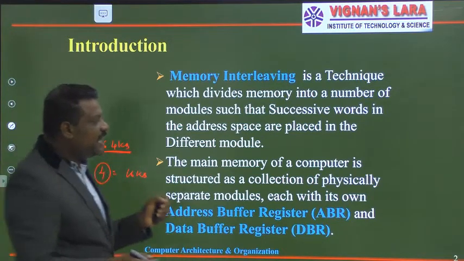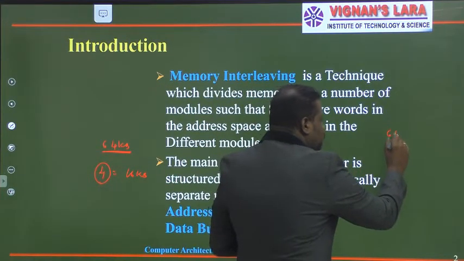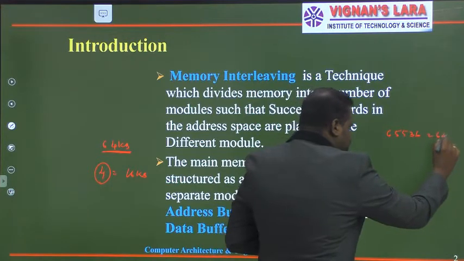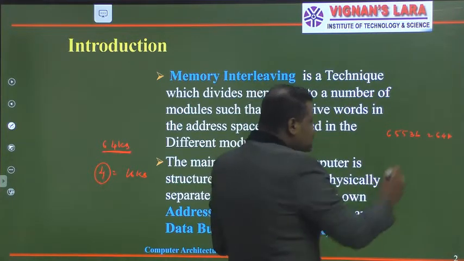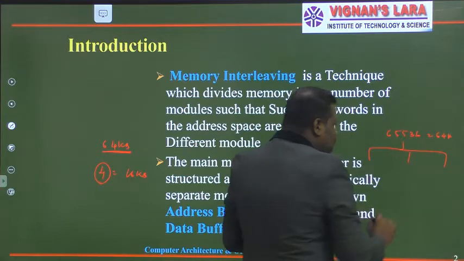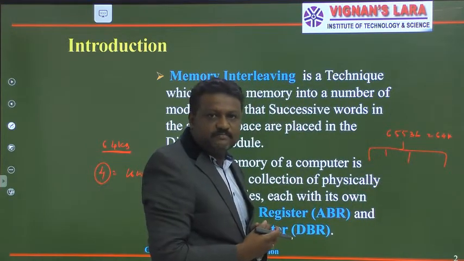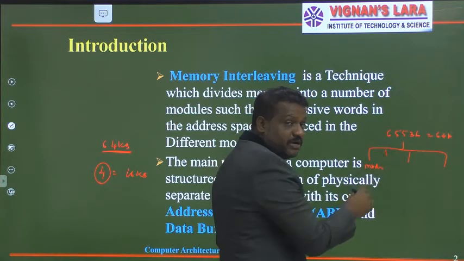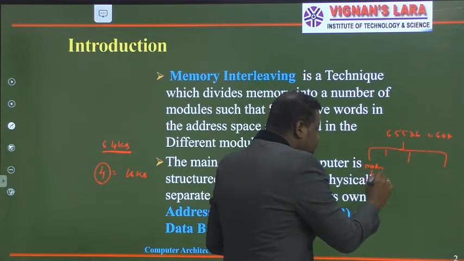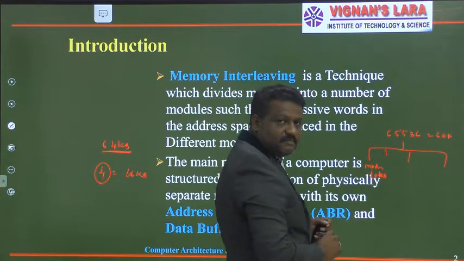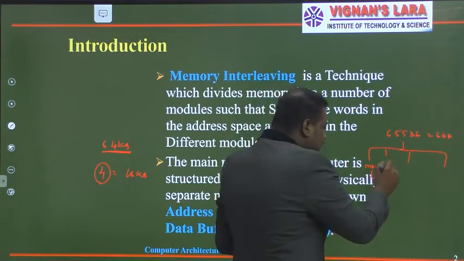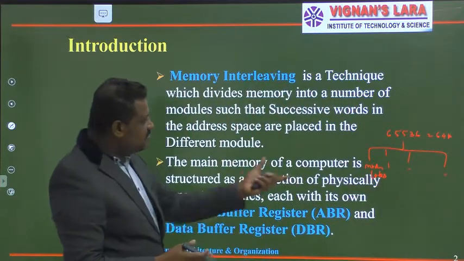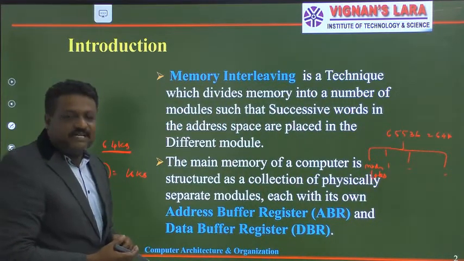Then what happens? I have a total of 65,536 addresses, which is equal to 64K. These addresses I split into 4 partitions, and each partition belongs to one module, that is, one memory chip of size 16 kilobytes. The first part is here, and another part is here, and another, and another. This is just a simple meaning of memory interleaving.